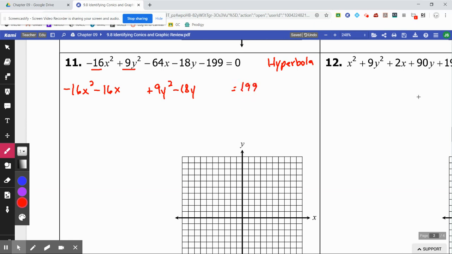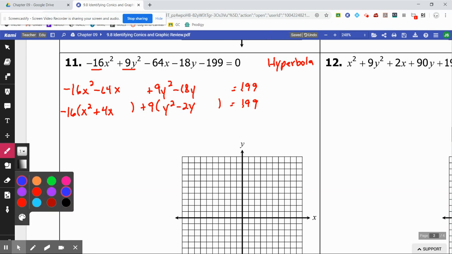We're going to factor any number in front of x squared and y squared out. So our -16 in front of x squared factored out. You're left with an x squared plus x inside parentheses. Factor out the +9. You're left with a y squared minus 2y inside parentheses. And that should have been a 64 right here. So that would be a plus 4x. I made a mistake there. That was going to be really difficult to complete that square.